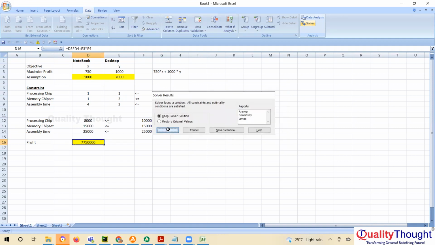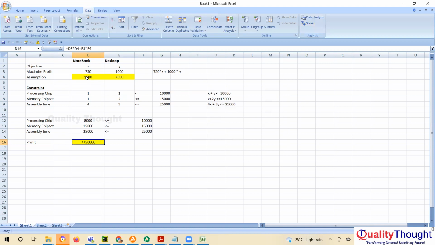So it has solved. It's saying to make 1,000 notebooks and 7,000 desktops. This is the answer solver has given.